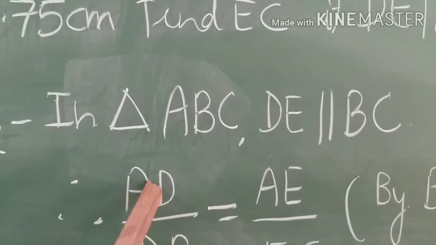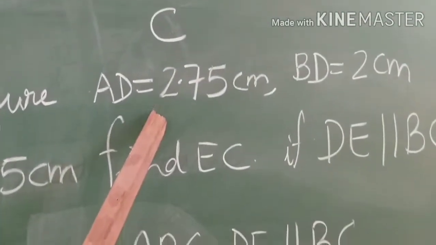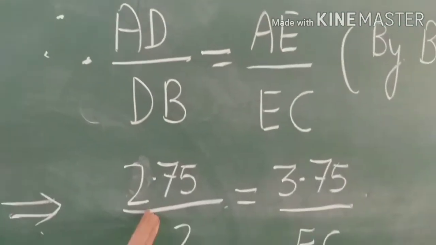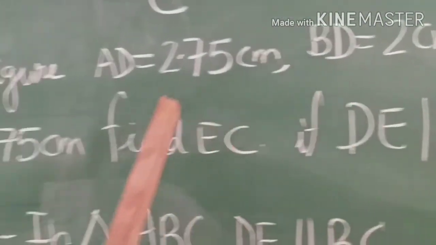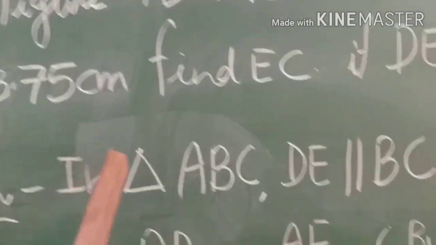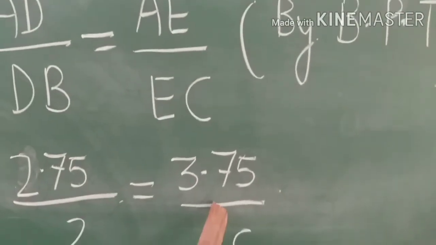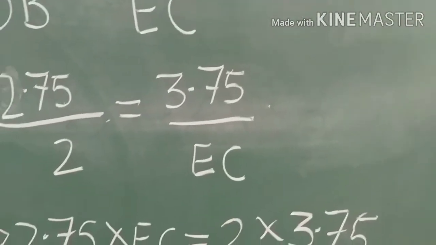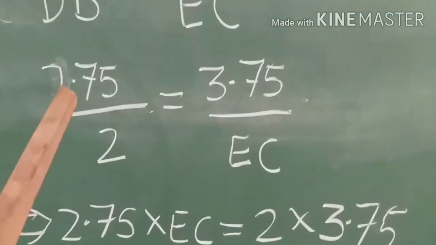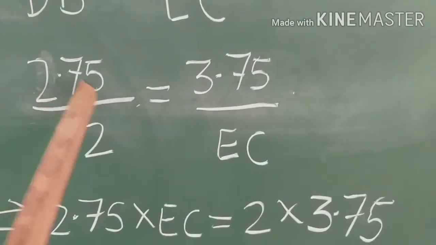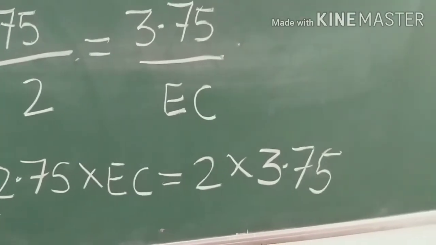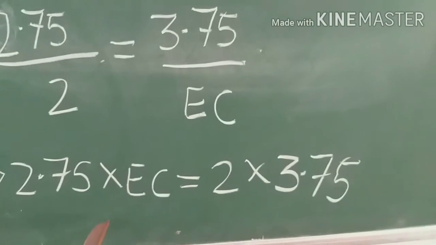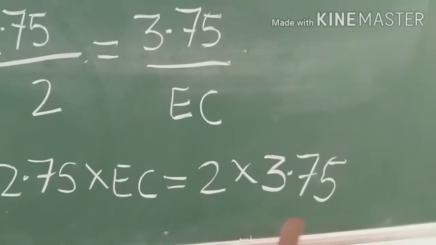Now we can put the values. AD value is given 2.75 centimeter. DB value is given 2 centimeter, students. AE value 3.75 centimeter. And we have to find out EC. So students, we have to do cross multiplication. 2.75 multiplied by EC and 2 multiplied by 3.75. So EC equals 2 into 3.75 upon 2.75.